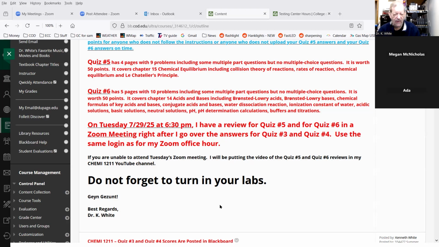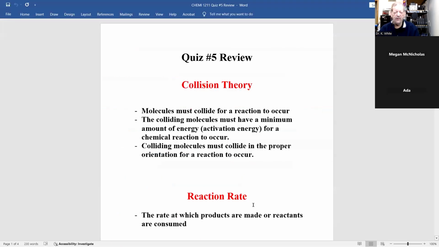All right, let's go right into Quiz 5 review. Now, what you see on the screen, you can download the file cleverly named Chem 1211 Quiz 5 Review. These are the pages you'll see on the screen, and they're in the lecture folder of Blackboard. All right, let's go through it.